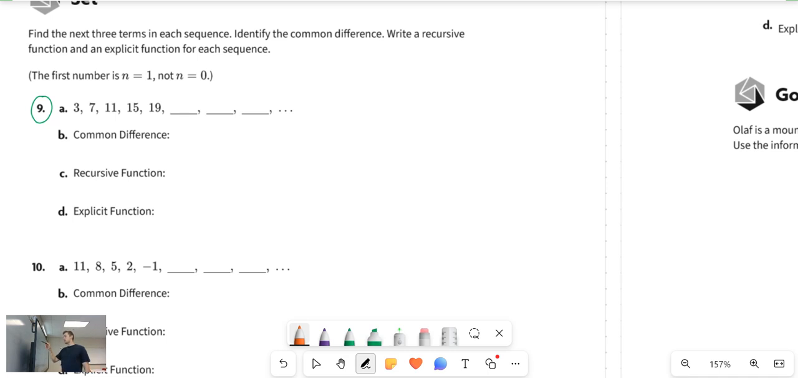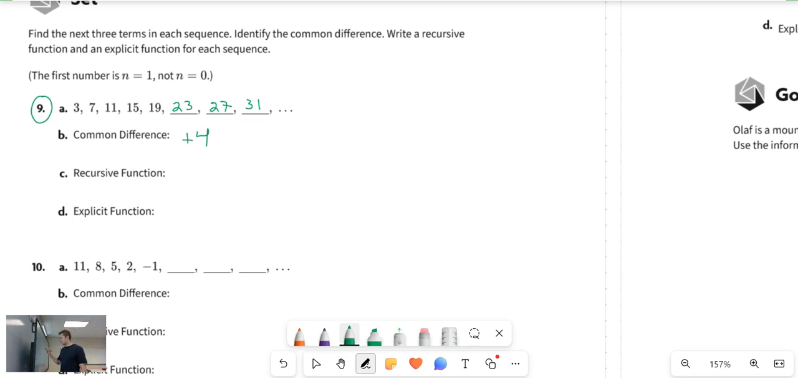So this is 3 to 7, up 4, to 11, up 4, up 4, up 4. Okay, so 19 would then become, if we go up 4, 23. Up 4 more would be 27. And up 4 more would be 31. The common difference we just said was up 4, up 4, up 4. So plus 4 is our common difference.